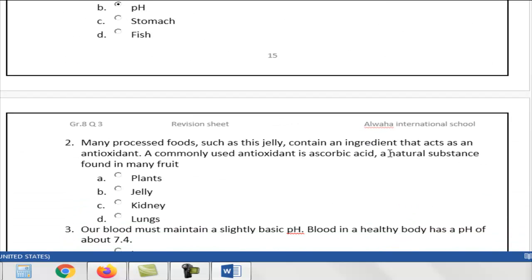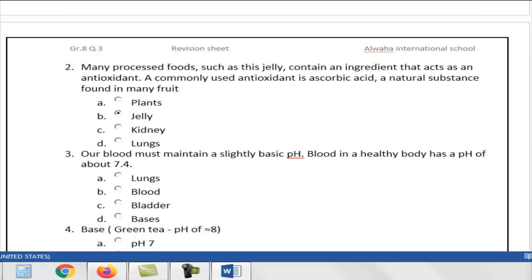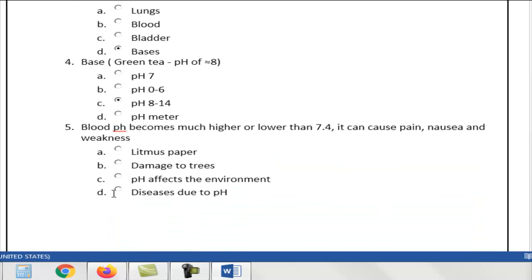Number two, processed foods such as jelly contain an ingredient that acts as an antioxidant. Commonly used is ascorbic acid, a natural substance found in many fruits, so it will be number B. Number three, our blood must maintain a slightly basic pH. Blood in a healthy body has a pH of about 7.4, so is it base or acid? Base. Basic pH is from 8 to 14. Blood pH change causes weakness, so it will be disease due to pH.